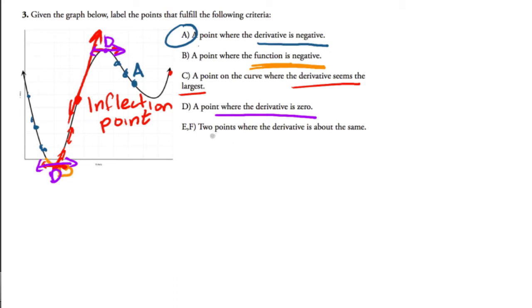And then 2 points where the derivative is about the same, we're going to mark E and F. So that's not too hard to find. For example, something like right here, let's call this E, and then maybe right here, let's call that F. So they look about the same. So that's it.